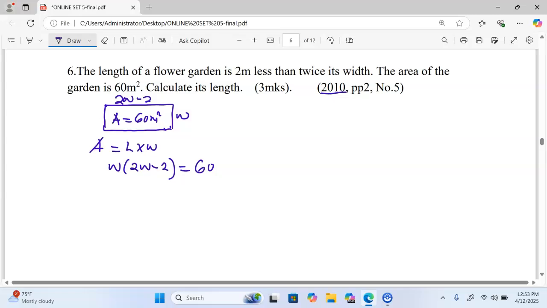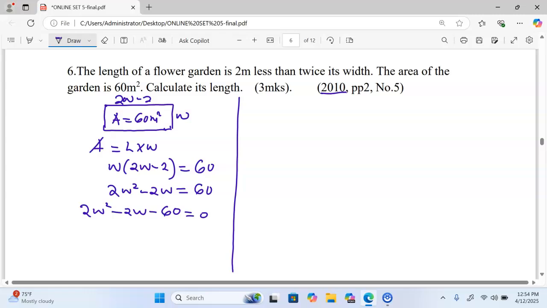W times 2W, you get 2W squared. Then W times minus 2, you get minus 2W, which is going to be equal to 60. From there, we can reorganize this equation by moving 60 to the other side, such that we have 2W squared minus 2W minus 60 equal to 0. Then you divide all through by 2. We are going to remain with W squared minus W minus 30 equal to 0.